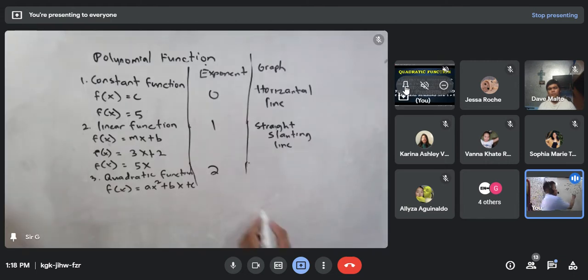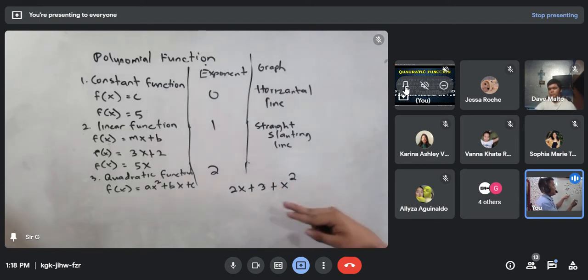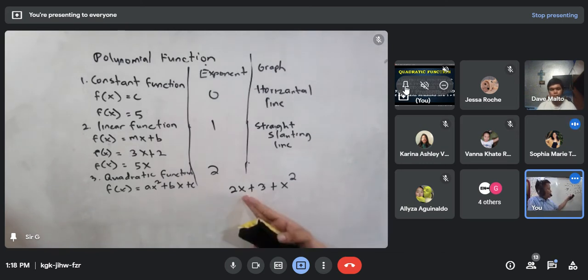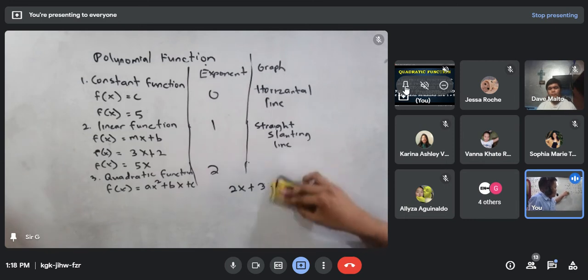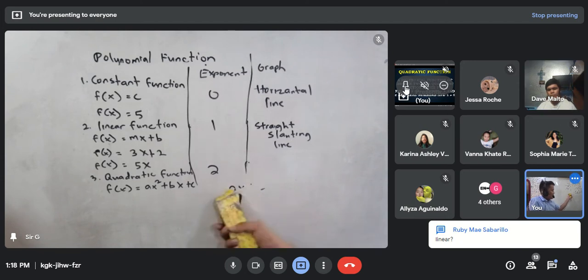For example, meron akong given dito, 2x plus x plus 3x plus x squared. Ano to? Constant, linear, or quadratic? Okay, so, kasi nga, may x squared. So, how about tanggalin ko to, naging 2x plus 3. Constant, linear, or quadratic? Okay, linear. Okay, so, very good. Kapag number lang, that is constant.